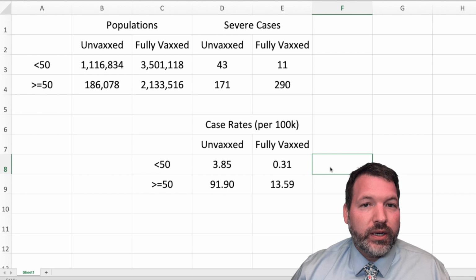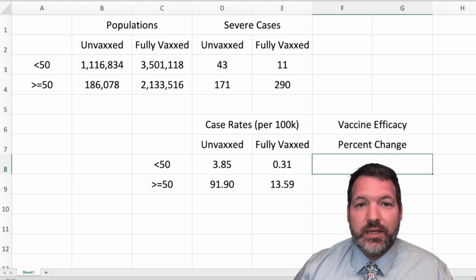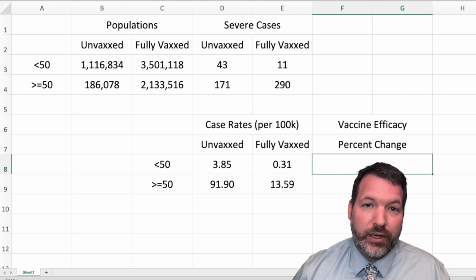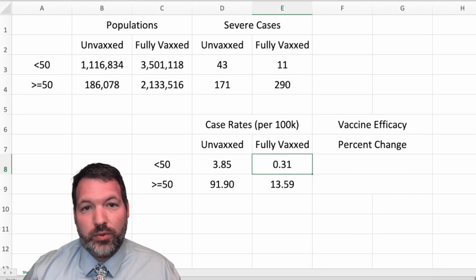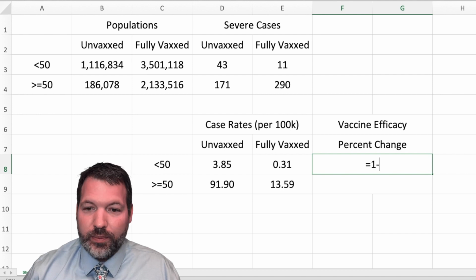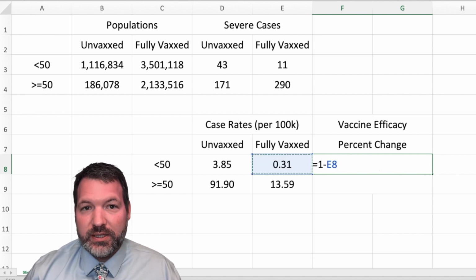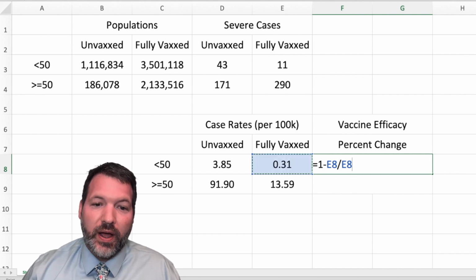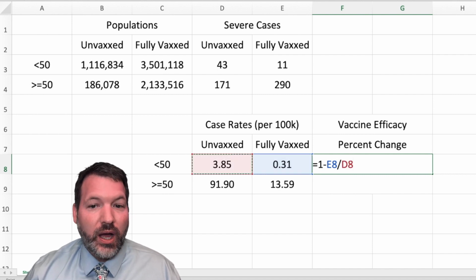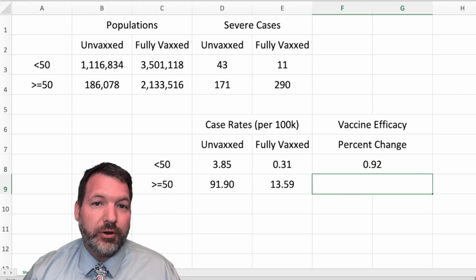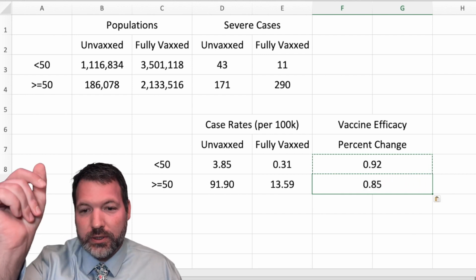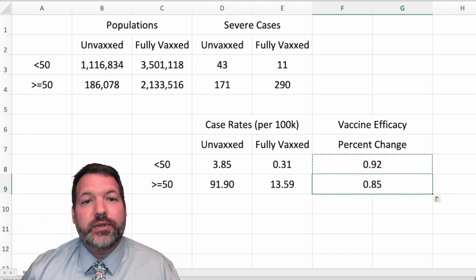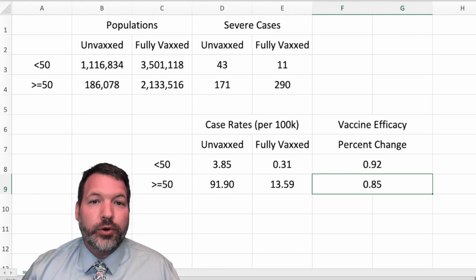Now with these numbers, we can go ahead and calculate vaccine efficacy. Vaccine efficacy, according to the CDC and I guess other World Health bodies, turns out to just be a percent change. It's essentially the percent change from our unvaccinated rate to the fully vaccinated rate. That's what I'm going to calculate right here. That's going to be 1 minus the fully vaccinated case rate per 100,000 people divided by the case rate per 100,000 people for the unvaccinated population. And you can see that's where we're getting our 92% effectiveness. This one's not hard. I'm just going to copy the formula down. I won't even use my magic snap. And there we go, 0.85, 85%, is that vaccine efficacy for your over 50 group.